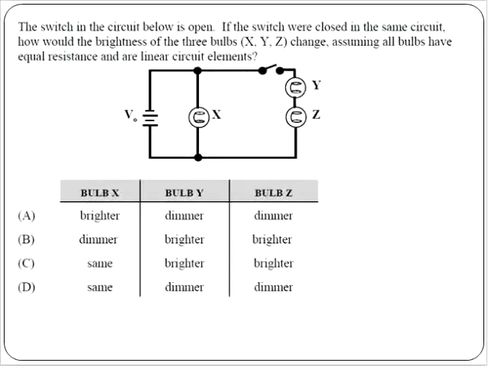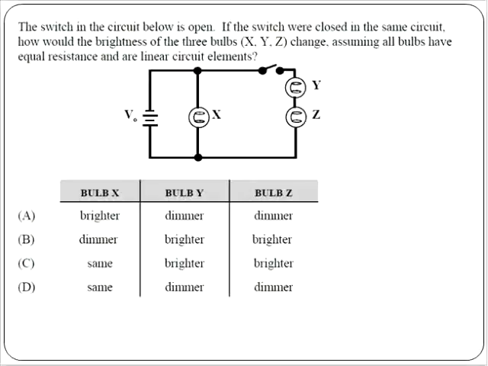Let's try another one. This one would be a level 3 question. Take a look. Right now, the switch is open. With that switch open, bulb X is the only bulb lit. Y and Z are not on because that branch of the circuit is open. So the only bulb on is X.